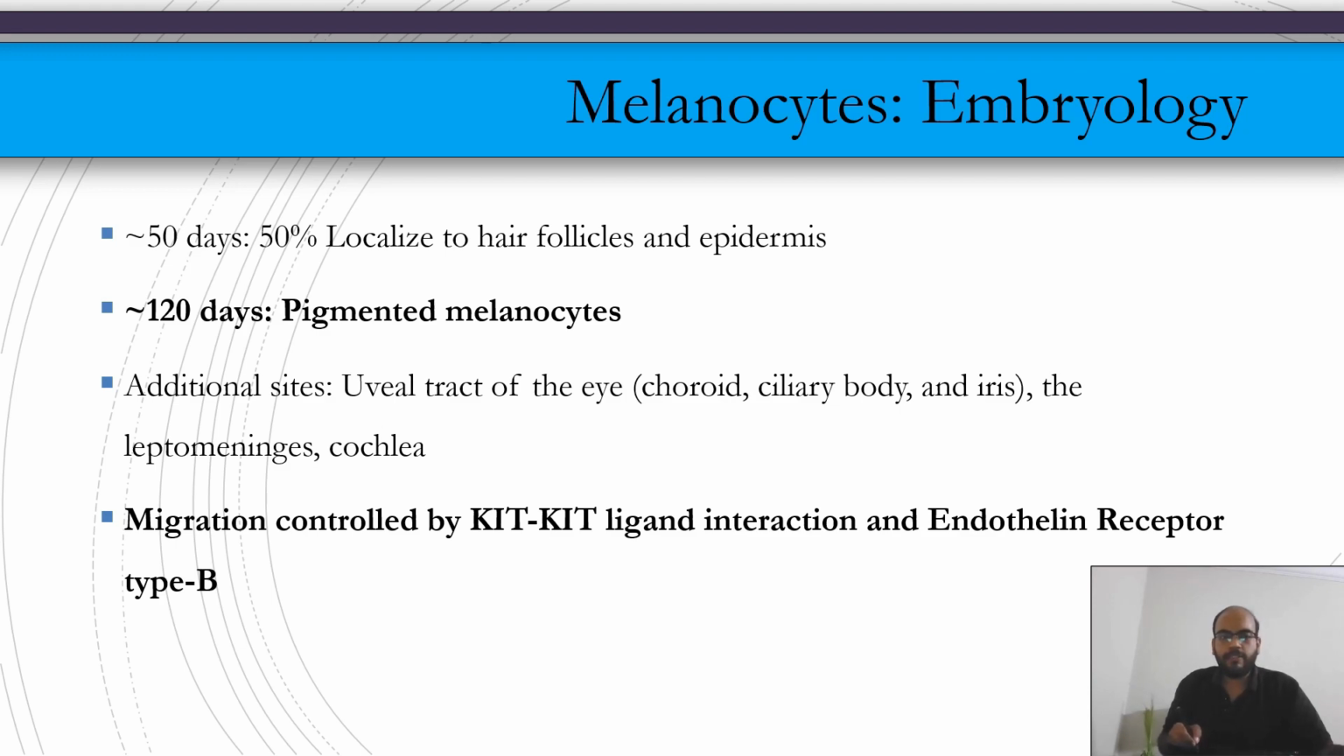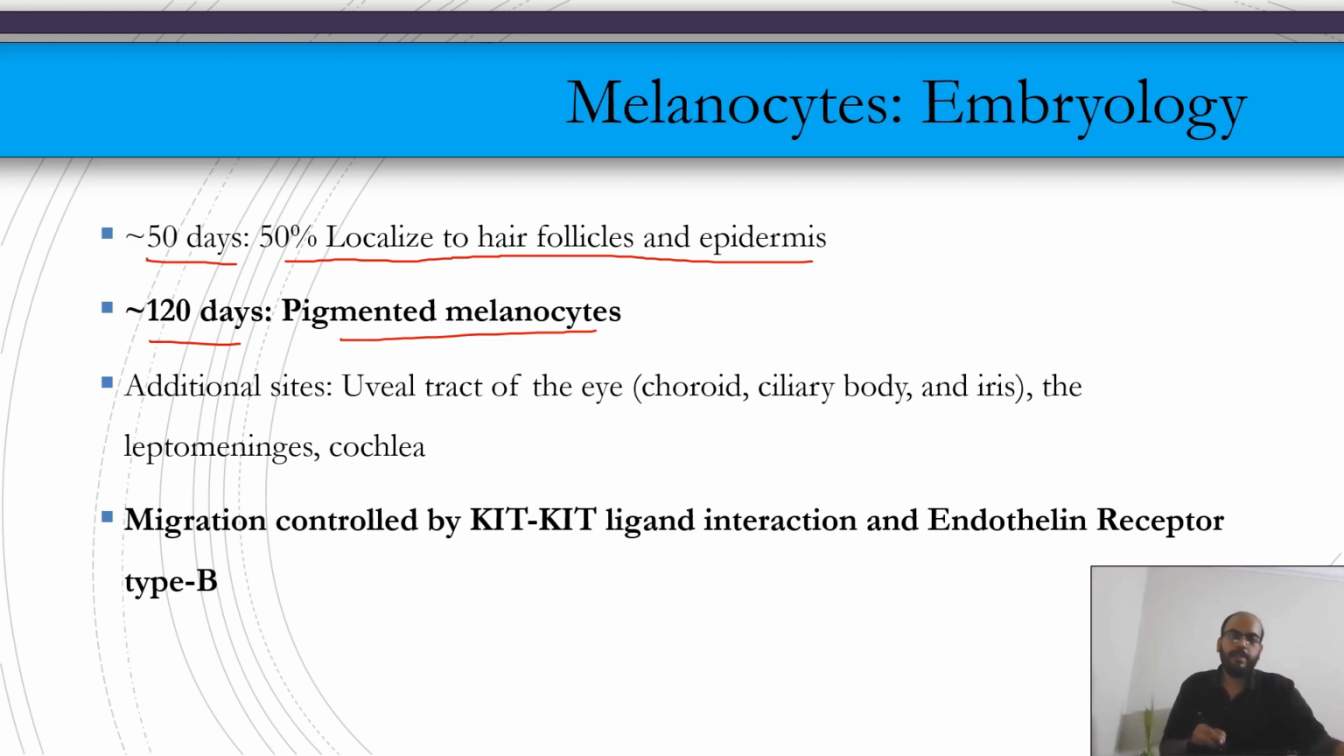At roughly about 50 days, half of the melanoblasts actually reach hair follicles and epidermis. So while the melanoblasts are migrating from neural crest cells and eventually reaching the skin and hair follicle bulbs, half of them take roughly about 50 days to reach there and stay there. And during that migration, gradually they are converted from melanoblasts to melanocytes. At roughly about 120 days, they become pigmented, and then they will be pigmented throughout life.